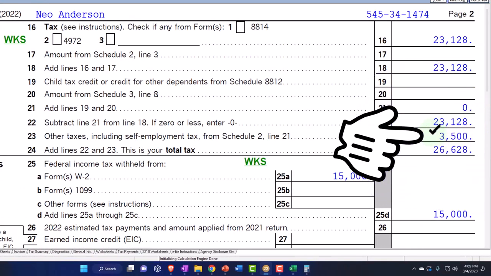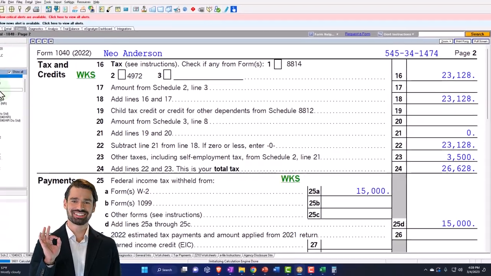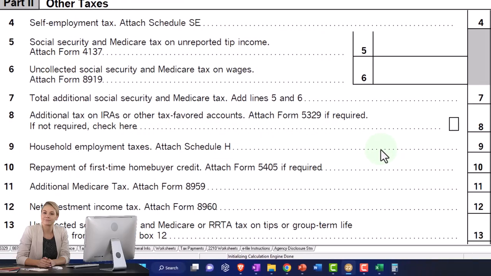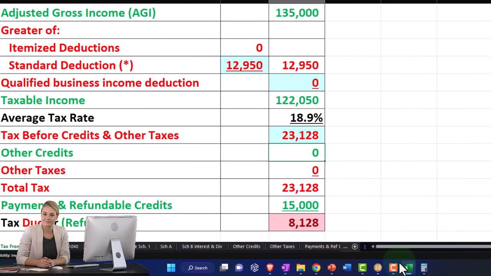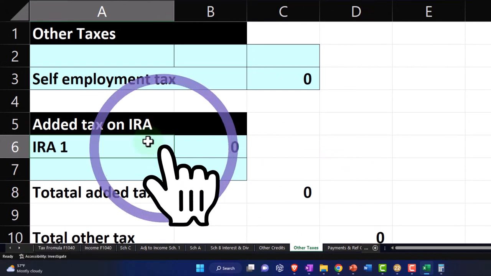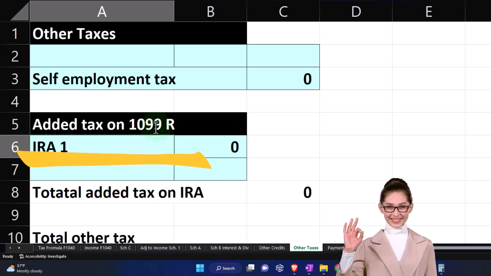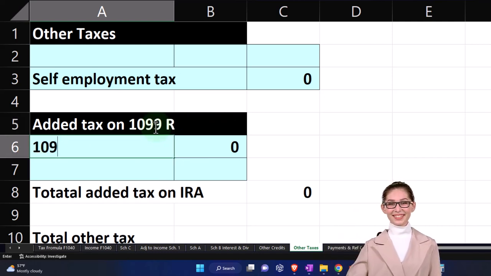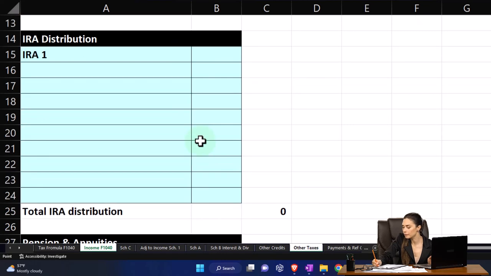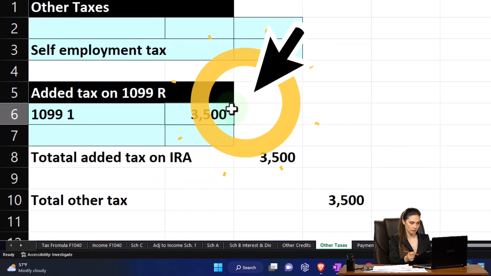And then we've got this 3,500. Ouch. Where did that come from? Page 2, Schedule 2. And we see that we have this additional tax on IRA or whatever distributions, 3,500. So that's going to be down here in our worksheet, added tax, other taxes. Let's jump on over there. And this is coming from the additional tax, let's just say on 1099-R number one. I'm just going to say this comes from equals the form here, and the tax is 10% times 0.1. There's the penalty. Boom. So that gets pulled on over.